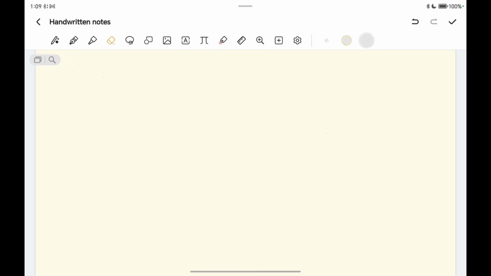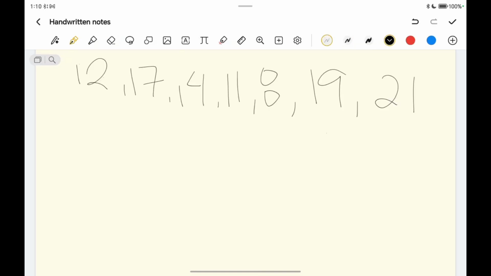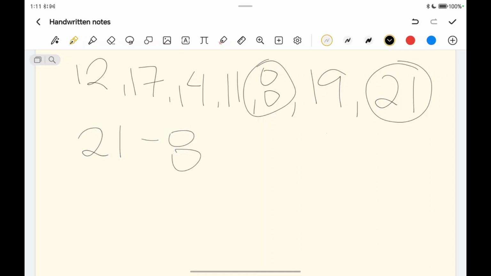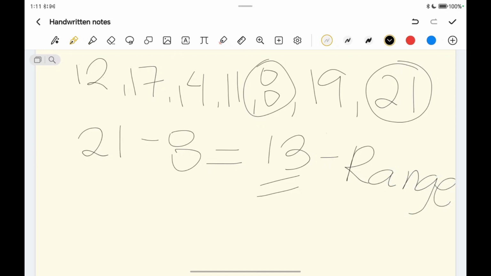So first we have here range. For finding the range, we have to identify first the greatest or the highest number. In this given set of data, the greatest number is 21, and the least number is, what do you think? 8. We're just going to subtract them, or find the difference between these two values. So 21 minus 8 is equal to 13. So basically 13 is what we call the range, as simple as that.